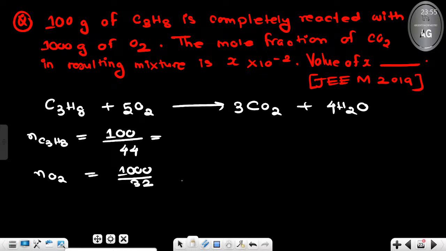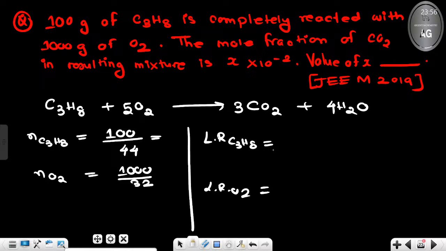Deleting it every time they are coming back. Okay, now you see limiting reagent. Who will be the limiting reagent? I don't know. So let us find out C3H8 also, and let us find out O2 also. Whosoever will have lower value, that will be the limiting reagent.